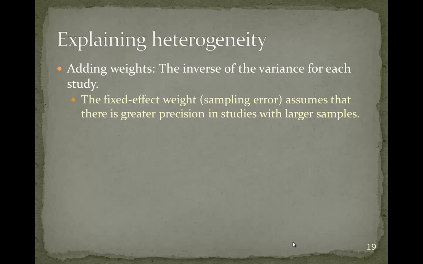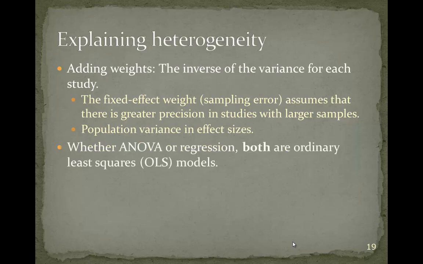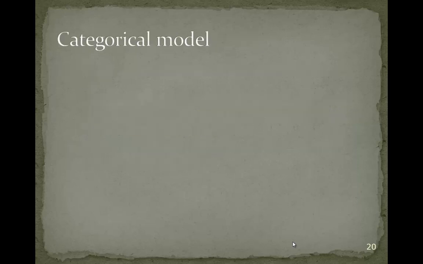So the fixed effects weight is essentially the sampling error weight, and it assumes that there's greater precision in studies with larger samples. The other one would be the population variance in effect sizes, which in each analysis is a constant added to each study. Whether you use ANOVA or regression for these, both are ordinary least squares, or OLS, models. Okay? Emphasis on that. They're really doing the very same thing, and the examples I'm going to give you right now will show that explicitly.